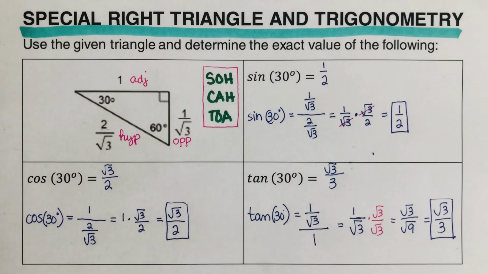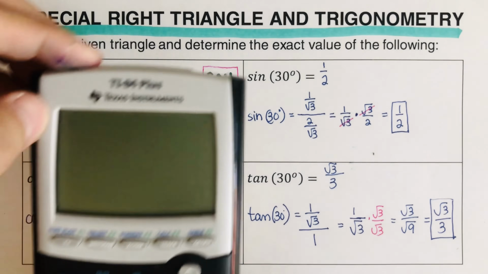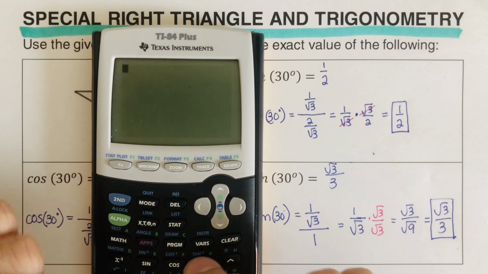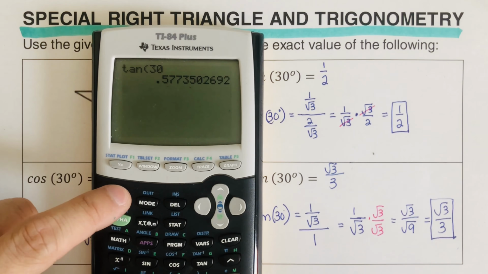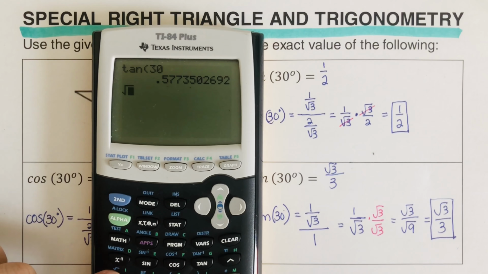Now let's check if we get the same value as this. So we have tangent 30. So that's the number right there. I'm going to put this in, square root of 3 divided by 3. They should be a match, and they are.